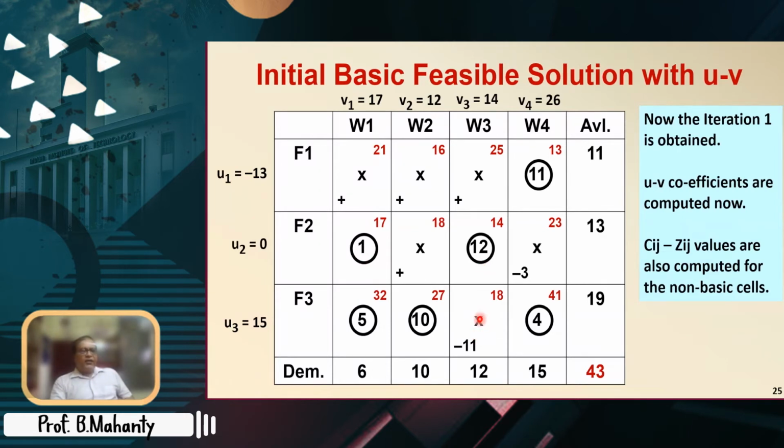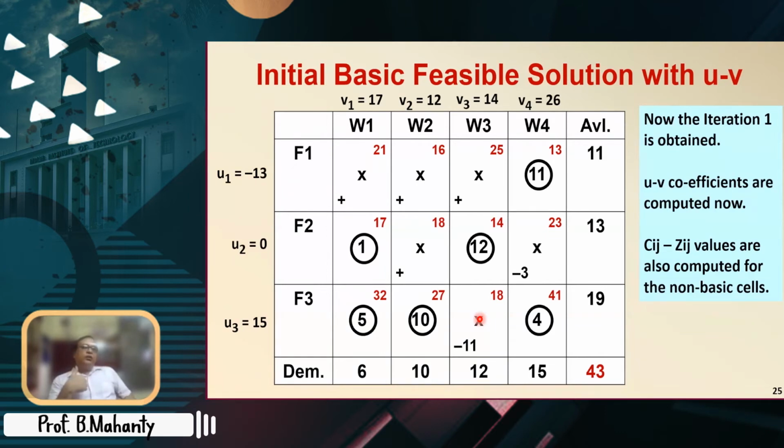Then after that, again, you compute the Cij minus Zij values as you solve the linear programming problem. Same thing you are doing in a transportation algorithm. And finally, the solution is obtained. So that is how the transportation problems are solved.